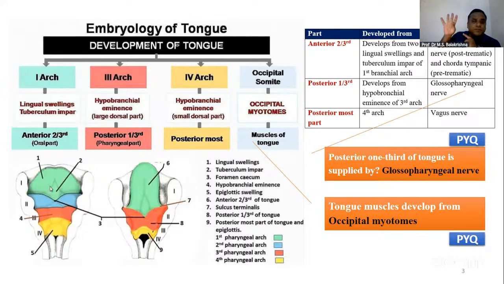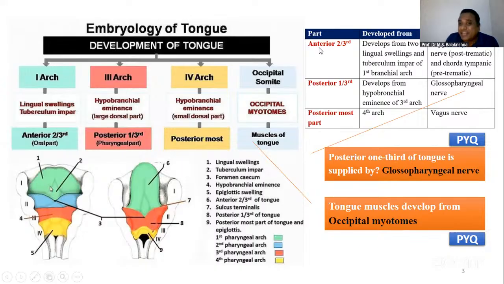1, 3, 4. So first arch, its contribution is anterior 2/3. And then posterior 1/3 is from the third arch, developed from the hypobranchial eminence. So third arch contribution is posterior 1/3. And the fourth arch forms the posterior most part of the tongue. So the other way of asking is the nerve supply.